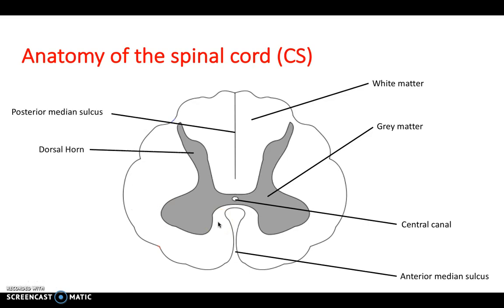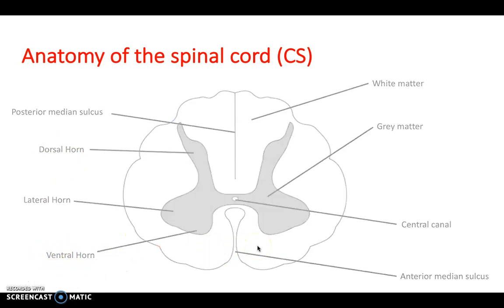Of course, what's really important here is that the posterior median sulcus, in other words at the back of the spinal cord, is where the dorsal horn arises as well. So dorsal is another word for posterior, or at the back. And then at the front we've got this anterior or ventral horn, in other words something that's at the front of the spinal cord.